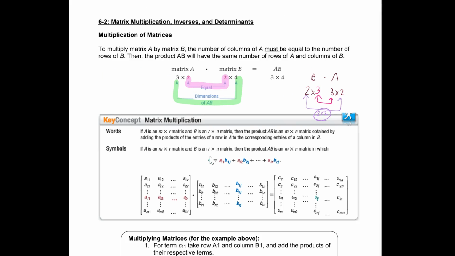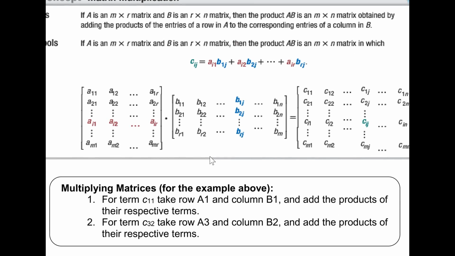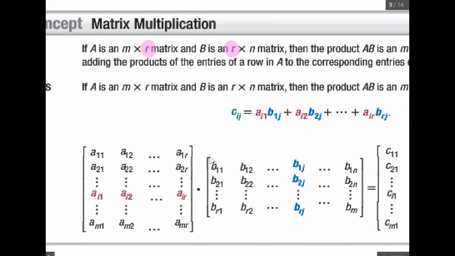All right, so let's go ahead and work on matrix multiplication. If A is an m by r matrix and B is an r by n, so pause a second, right? The number of columns of A has to match the number of rows of B. Do they match? Yes, they do. Check it out. They match. Then the product is an m by n matrix, aka the outside two.